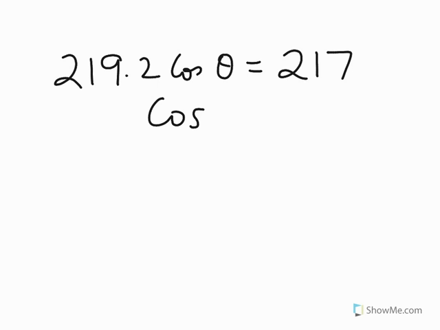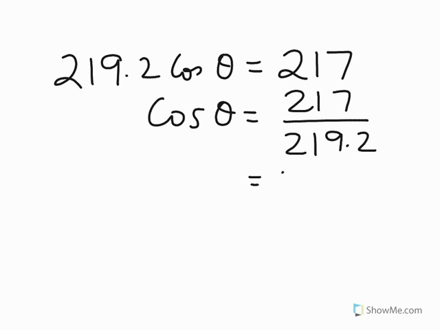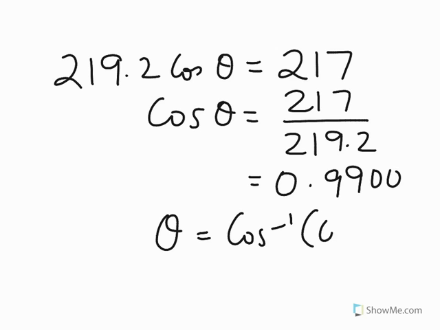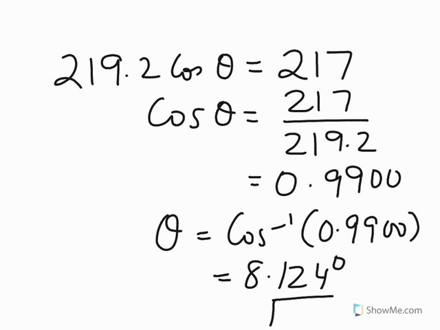If that's the case, then cos theta is 217 divided by 219.2, and that is 0.9900 up to 4 significant digits. And if I want to find theta, I'll take the cos inverse of 0.9900, and that turns out to be 8.124 degrees. And that's the angle between the two vectors, and that's the end of this segment.